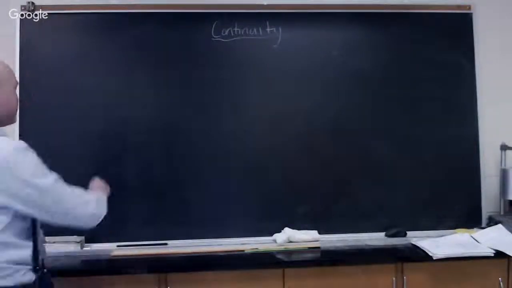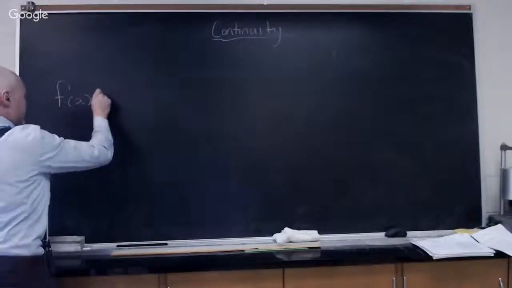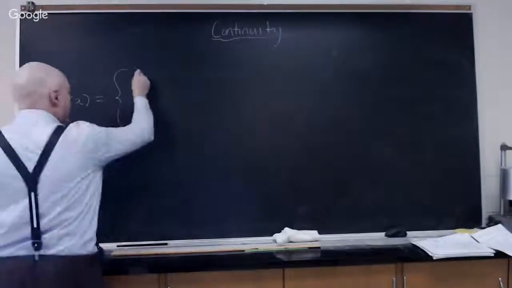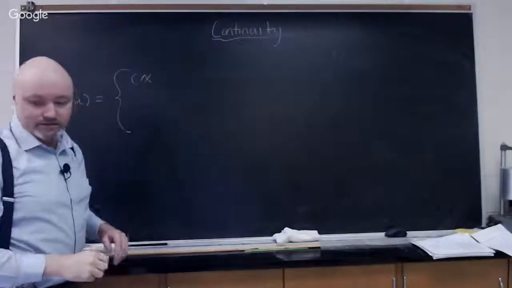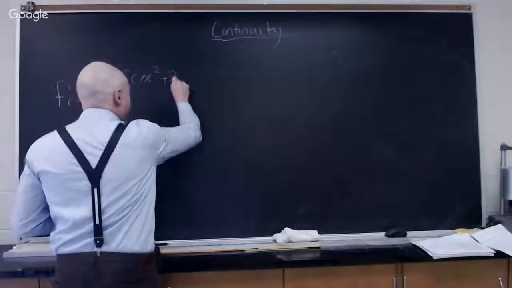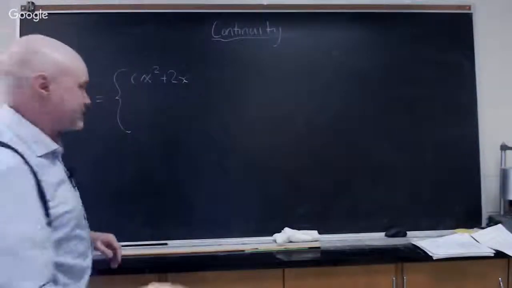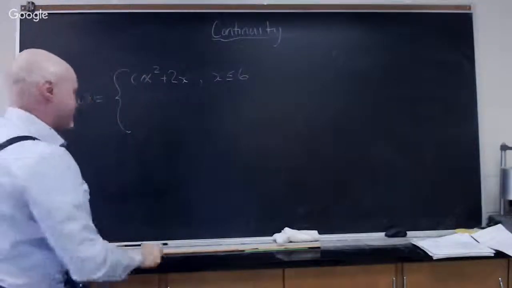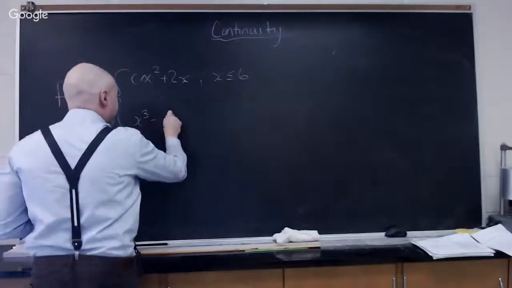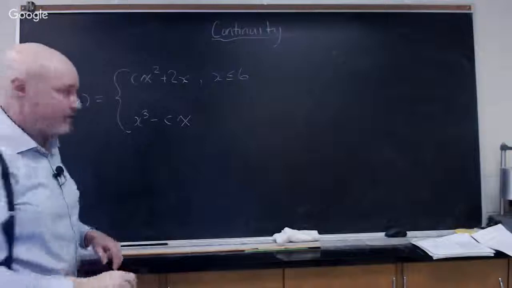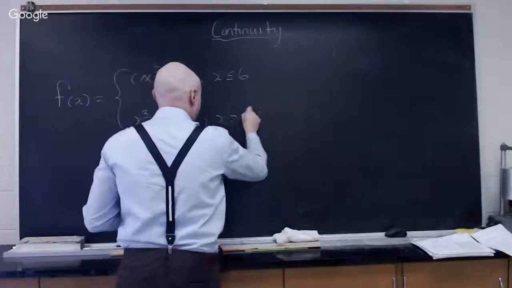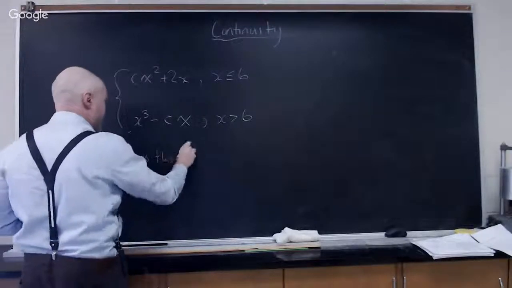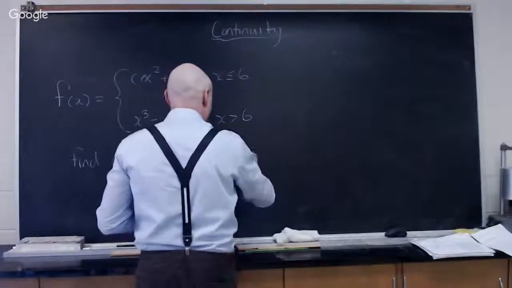Okay, here's the second thing. Oh my goodness, I might get this wrong. So this is a function, and it is cx squared plus 2x as long as x is less than or equal to 6. And it is x cubed minus cx as long as x is greater than 6. And the problem is find c, so the function is continuous.